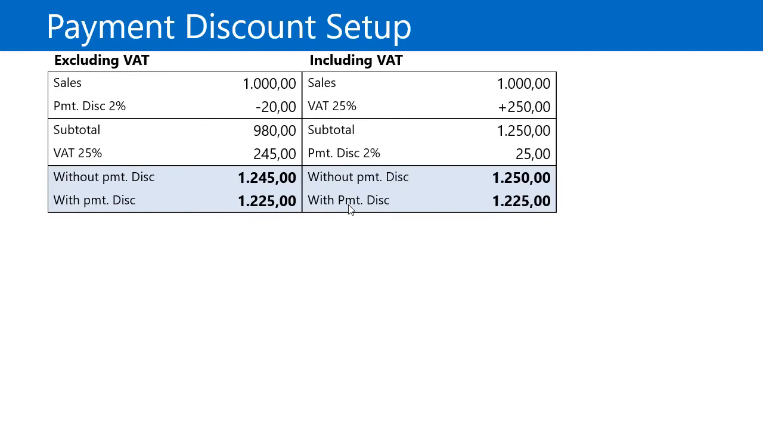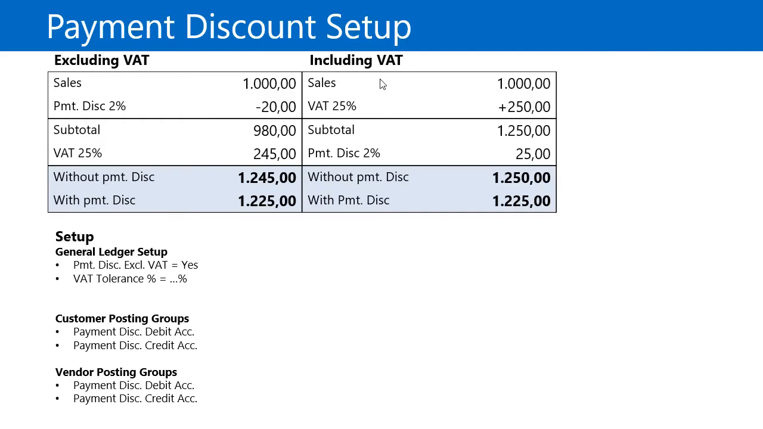And by the way, depending on the region where you're working, you will have to set up one of these two systems. So for example, I live in Belgium, and in Belgium we use the excluding VAT, but in other countries this might be including. Now, based on the selection that we make in the general ledger setup, by the way, we will have to set up the payment discount in a specific way.